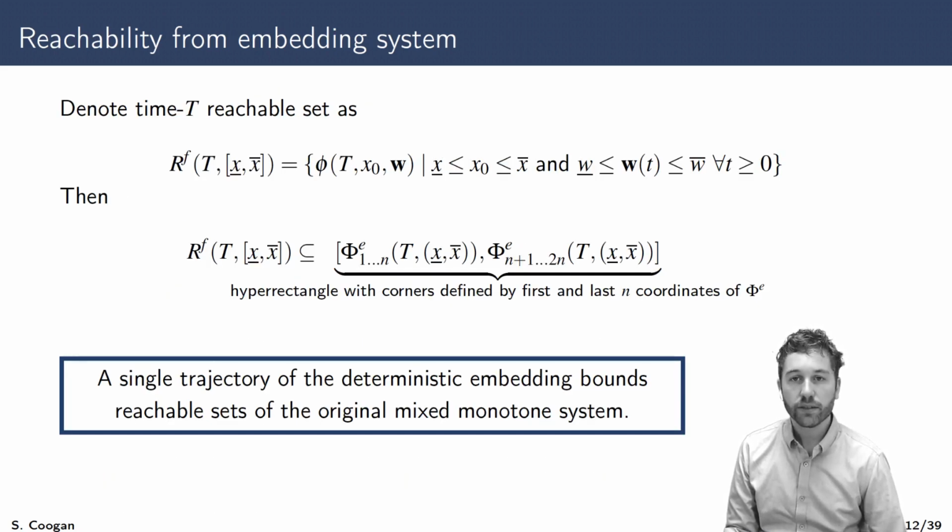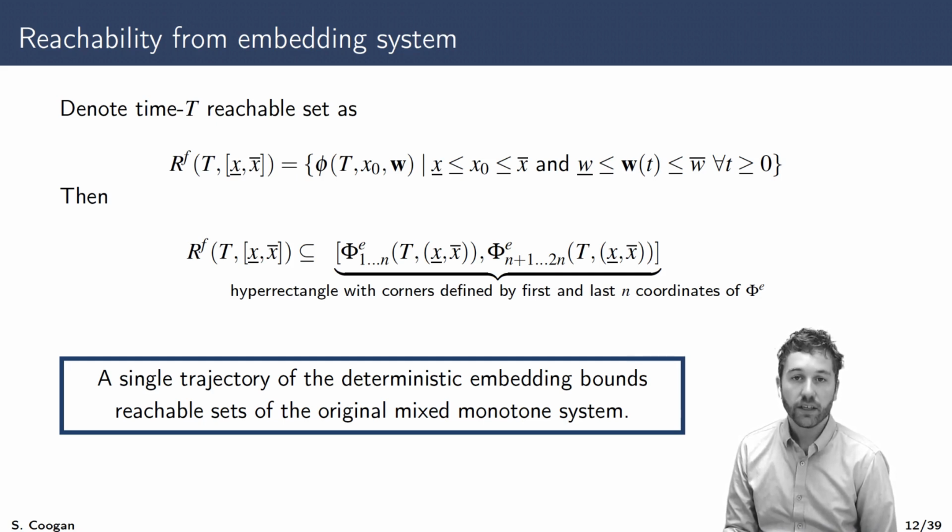We can now reinterpret the monotonicity property of the embedding system in terms of reachable sets for the original dynamics. The basic fact on this slide is the backbone for the refined technical results I will present shortly. Given a hyperrectangle defined by a lower point, say x underline, and an upper point, say x overline, denote by RF the reachable set of the system over some horizon t. That is, the set of all final states at time t given an initial condition within the initial hyperrectangular set defined by x underline and x overline, and any disturbance input taking values within the hyperrectangular set of allowed disturbance inputs. This reachable set is contained within the rectangle constructed as indicated from the corresponding trajectory of the embedding system.